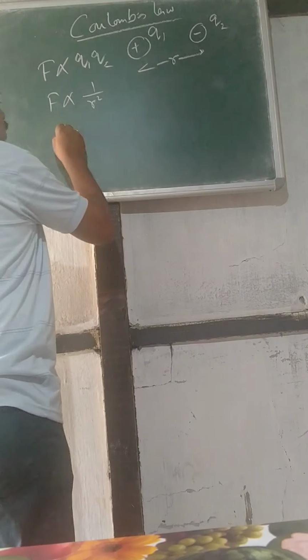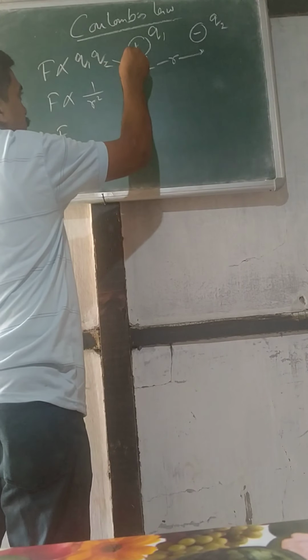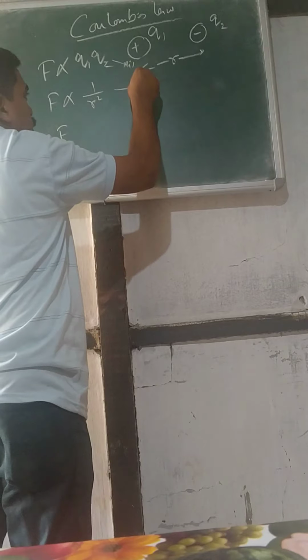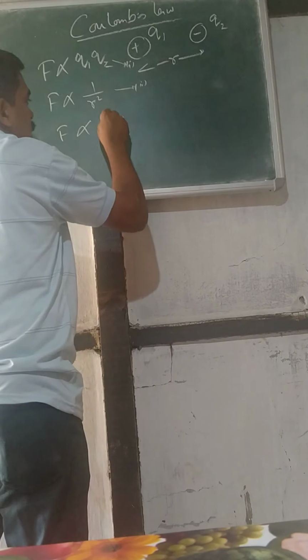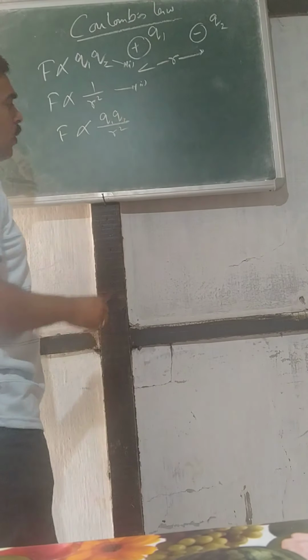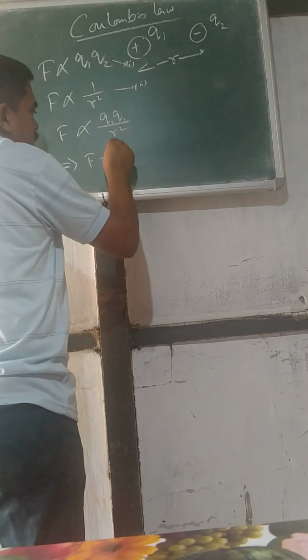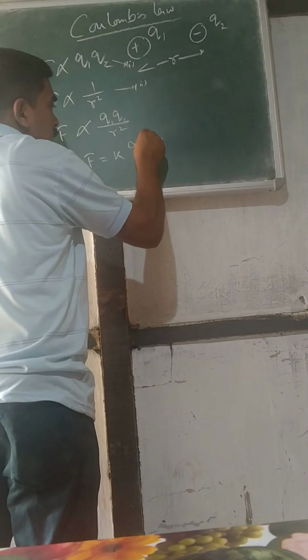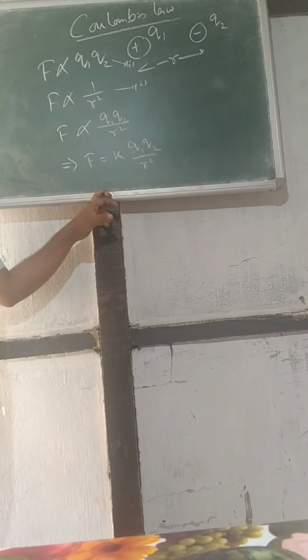Then we have F is proportional, combining these two. This is 1. This is 2. Combining 1 and 2, we have F is proportional to Q1 Q2 by R square. So if we remove this proportionality sign and give an equal sign, we have F equal to K Q1 Q2 by R square, where K is a constant.